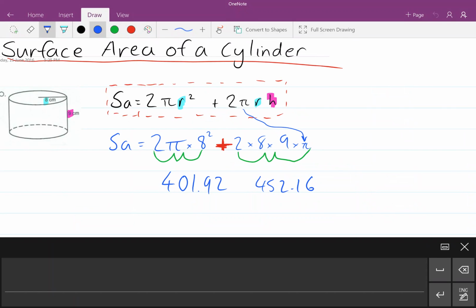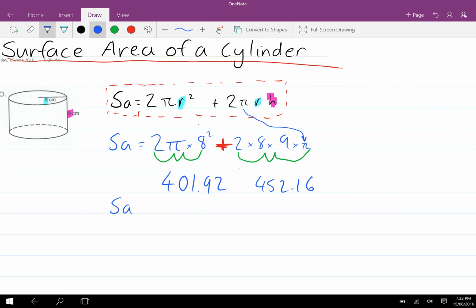So our surface area equals 854.08, and our unit is centimeters, and because we're looking at an area, it's squared. Okay, and that's the calculation side taken care of.